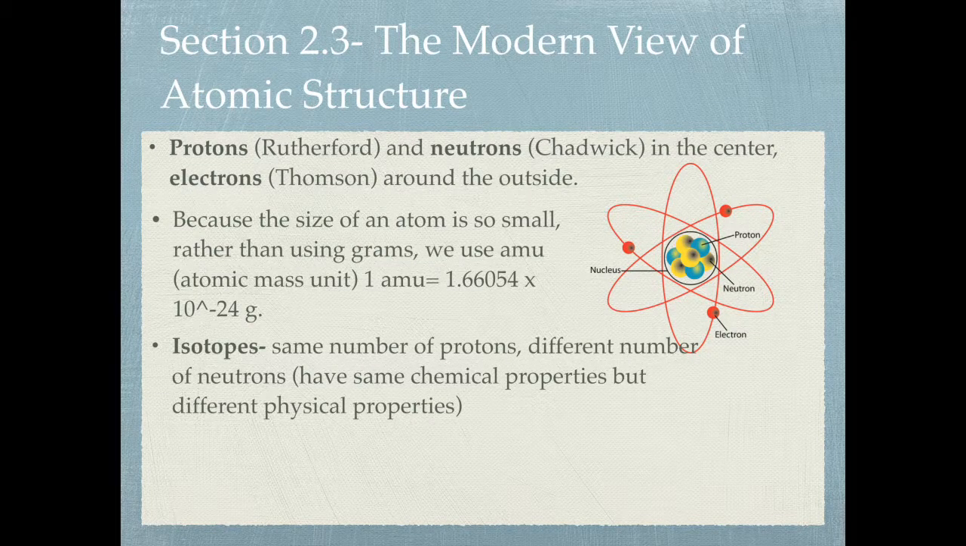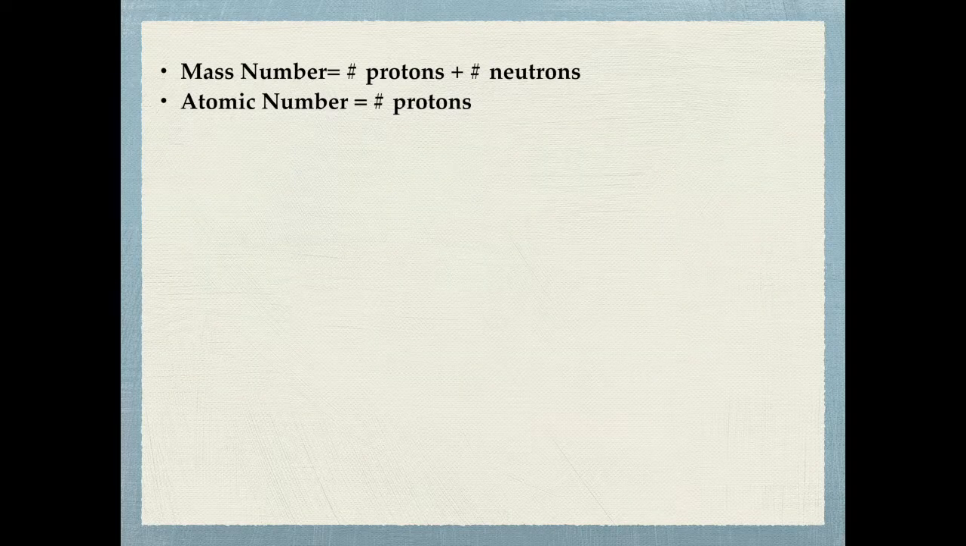Now the next term we need to talk about: every atom of a specific element has the same number of protons. However, they can differ in their number of neutrons. So for example, C12, C13, and C14, all carbons have the same number of protons, which is 6. However, they can have a different number of neutrons, and those atoms are called isotopes of one another.